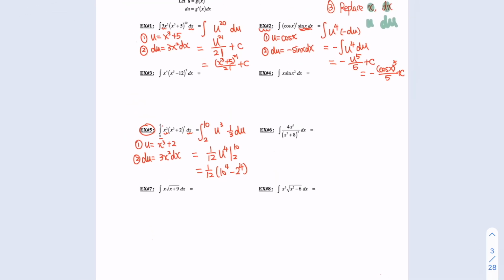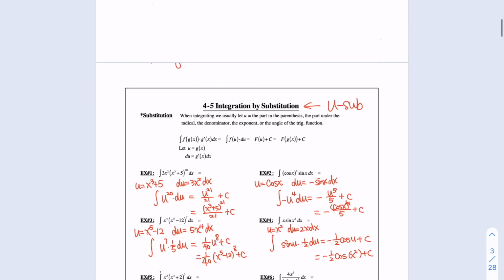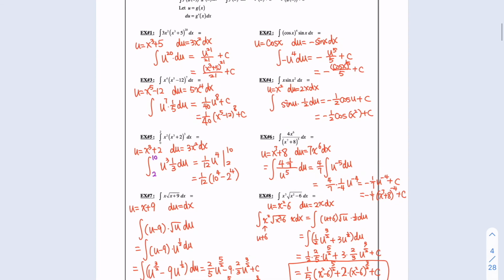Okay, everybody, you can pause the video, and here's the answer key. After you finish, you can compare your answers with my answer key.